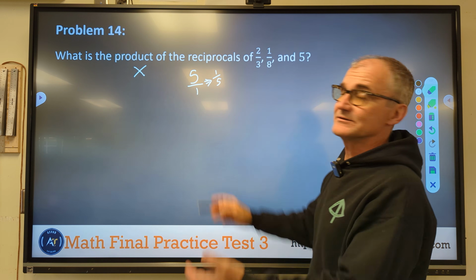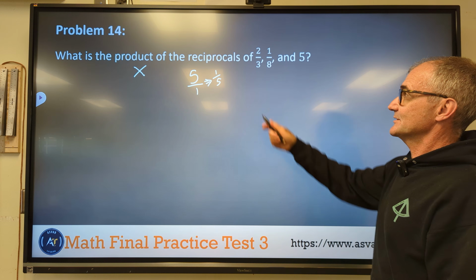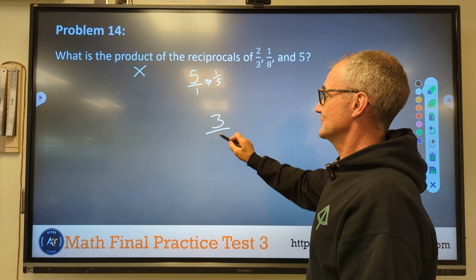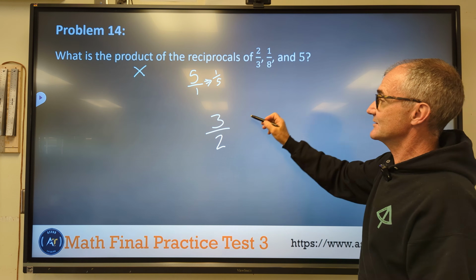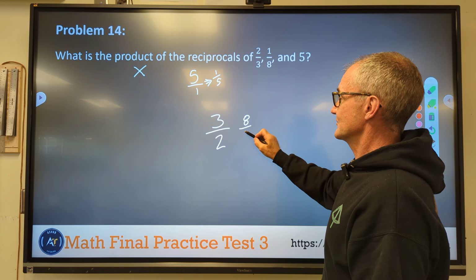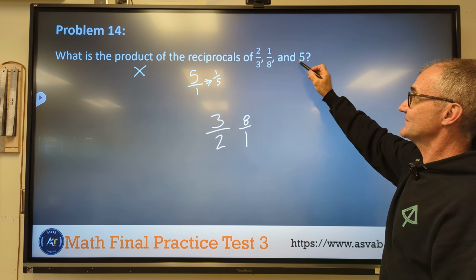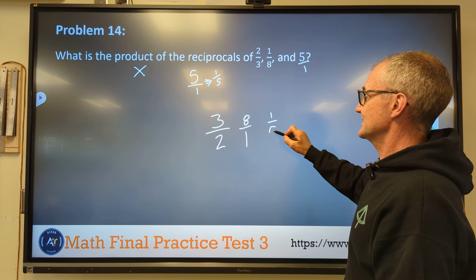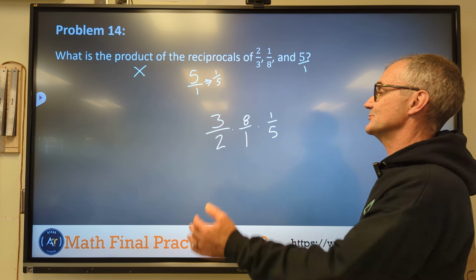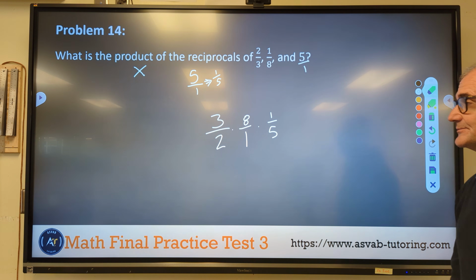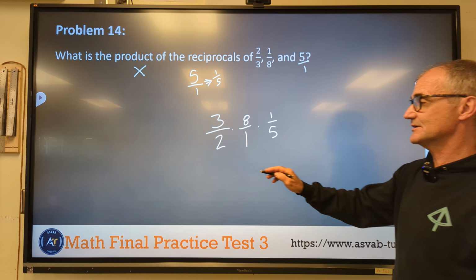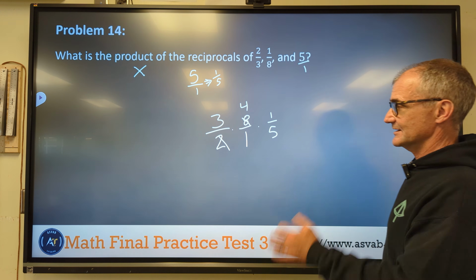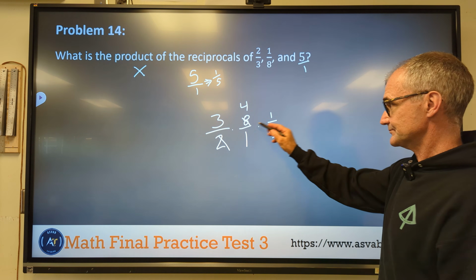This is 5 over 1, really, right? It becomes 1/5. So I'm going to flip that over to get 3/2. I flip that over to get 8/1. I have 5/1. The reciprocal of that is 1/5. And then the product, I want to multiply all those things together. So 2 goes into here once, 2 goes into here 4 times. I don't think I could reduce anything else.